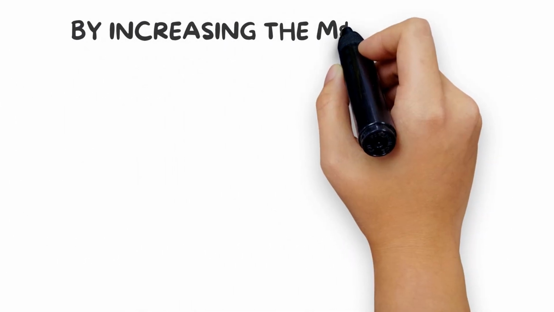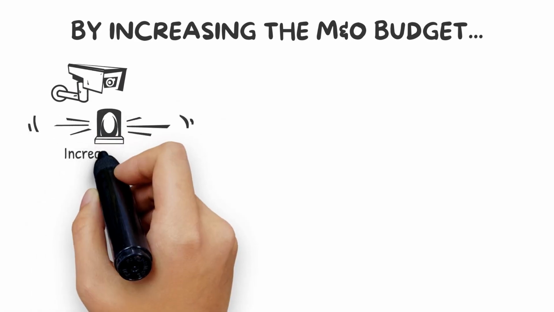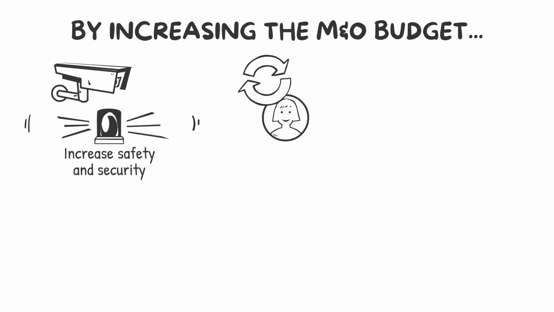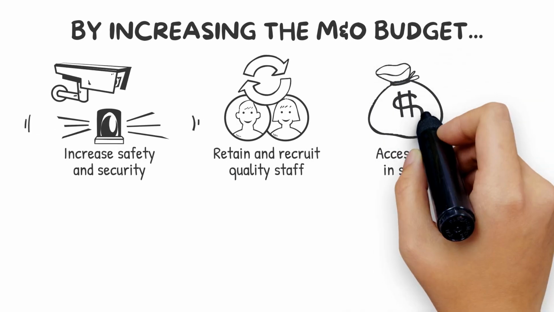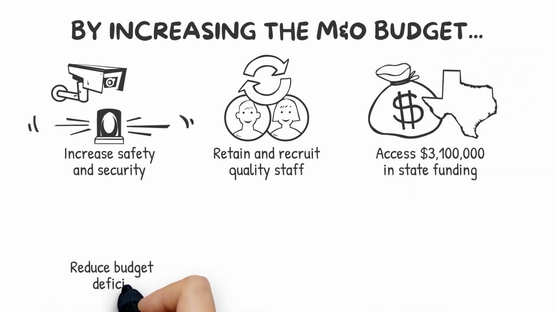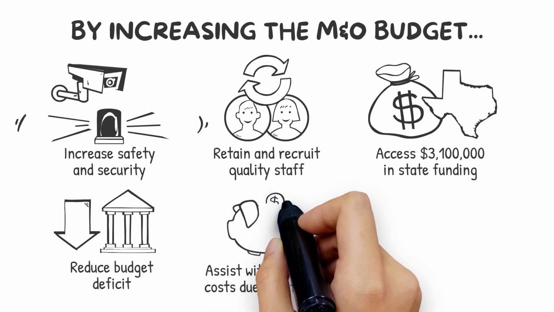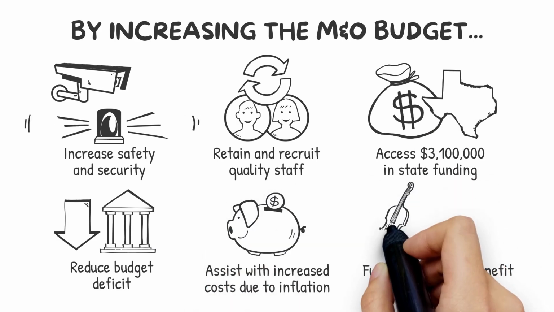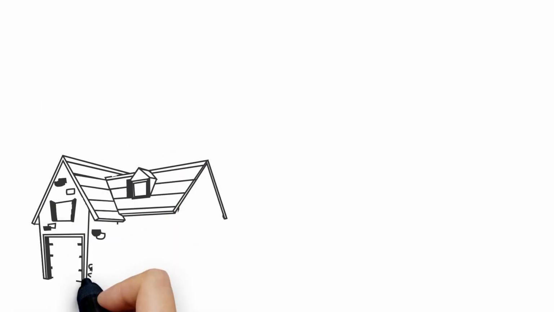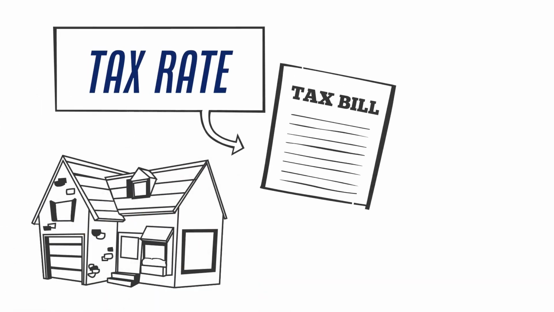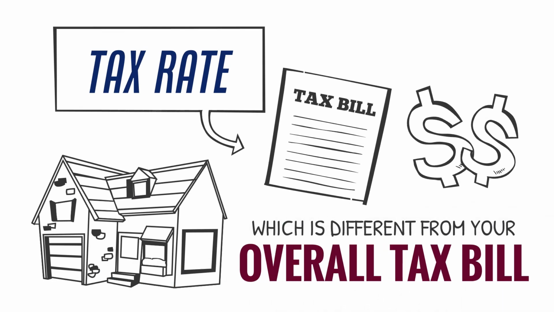By increasing the M&O budget, Canyon ISD will be able to increase safety and security, retain and recruit quality staff, access $3.1 million in state funding, reduce budget deficit, assist with increased costs due to inflation, and fund programs to benefit Canyon ISD students. It's important to note that we are only talking about the Canyon ISD tax rate, which is different from a homeowner's overall tax bill.